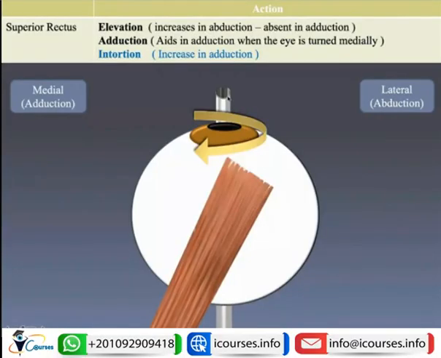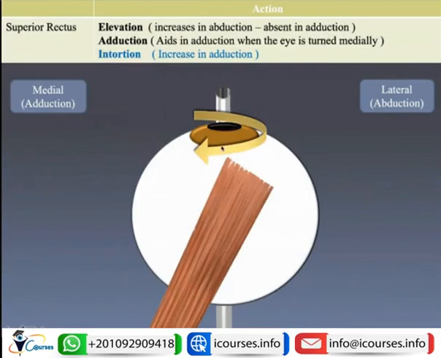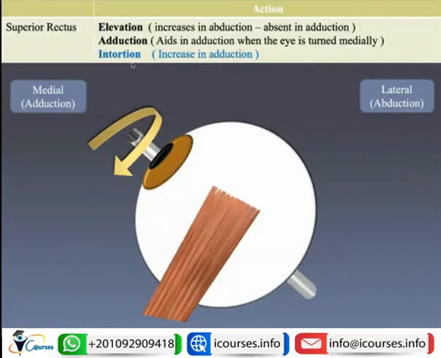Also, along the z-axis, the eye will go to intorsion. So the contraction of the superior rectus muscle will cause intorsion of the eye, which again increases in adduction. The superior rectus will cause rotation of the eyeball toward the nose, and this is called intorsion, and this intorsion increases in adduction. As in adduction, the eye is turned toward the nose.